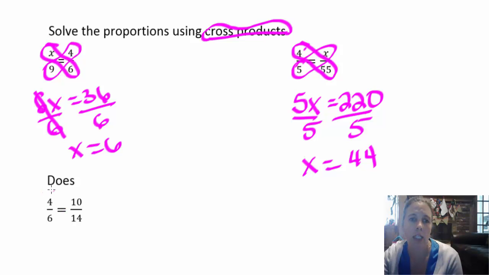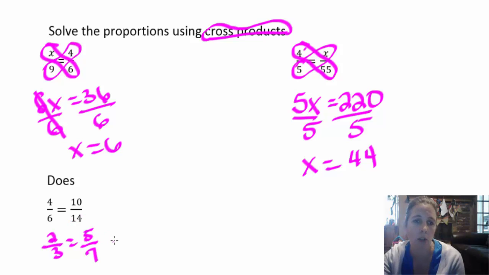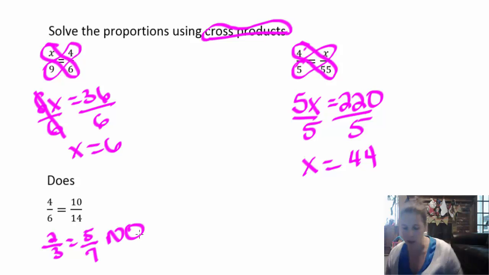So this one just says, does 4/6 equal 10/14? You could do this a few different ways. If you just want to reduce it, then just reduce it. So 2 goes into 4 twice, 2 goes into 6 3 times, 2 goes into 10 5 times, 2 goes into 14 7 times. So those are both reduced all the way. So no, they do not equal each other.